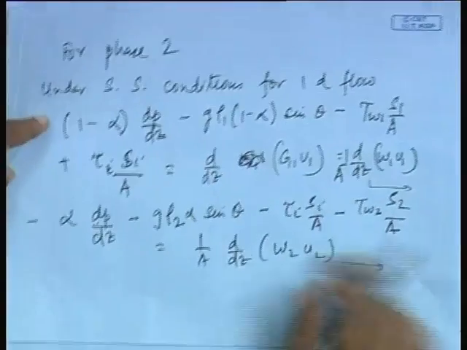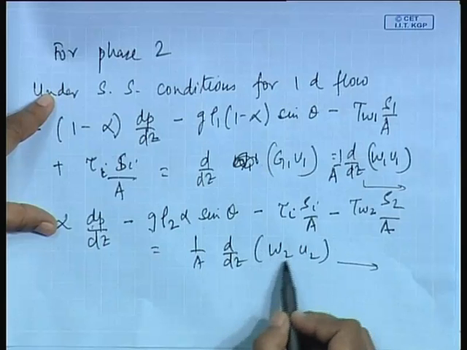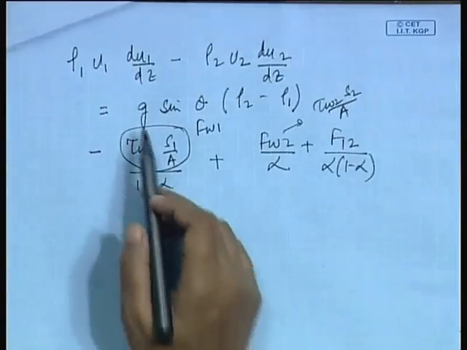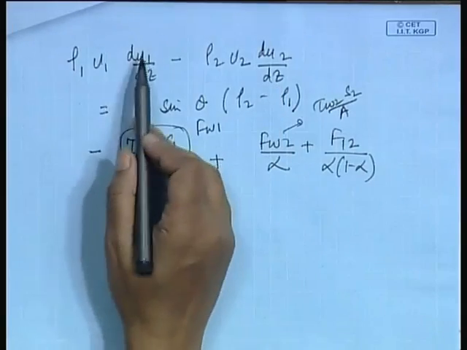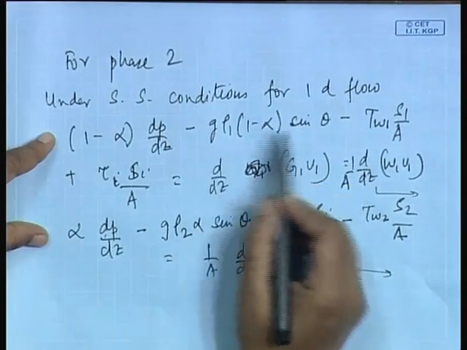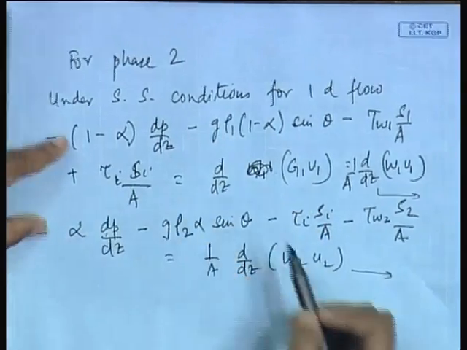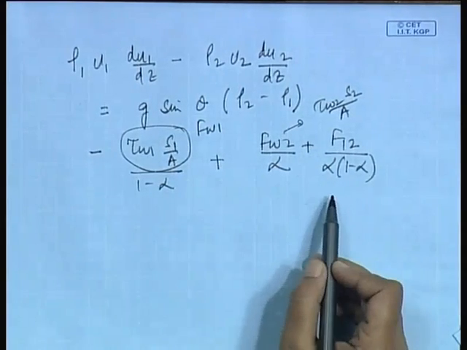Subtracting these two terms, d/dz of 1 by a, this particular term. This w2 is nothing but rho 2 u2 alpha into a, so a cancels out. Therefore, you get rho 2 u2 du2/dz here, and rho 1 u1 du1/dz. You have subtracted the two, then you have divided by alpha, so alpha (1 minus alpha) goes off. So g sin theta into (rho 2 minus rho 1). In the same way, if you do, you get an equation of this sort.